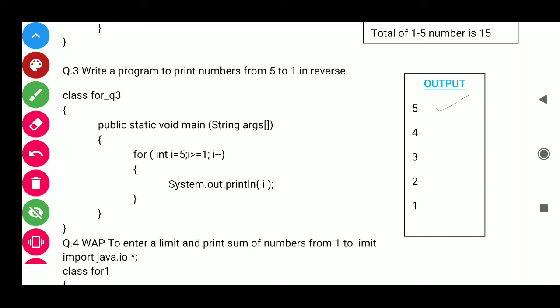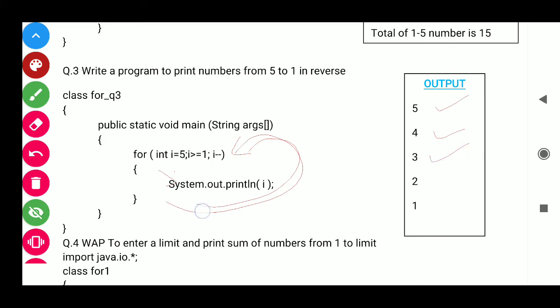Then it will go here. Now I minus minus, it is decreasing now. Increment decrement operator. So I will become 4. It will check 4 greater than equal to 1. Condition is true. It will get inside. Okay. System out println I, it will print 4. Again it will go to increment or decrement operator, that is decrement. I minus minus, it will become 3. System out println I, 3 will print.